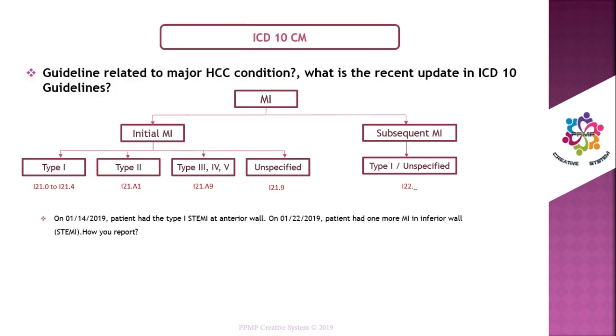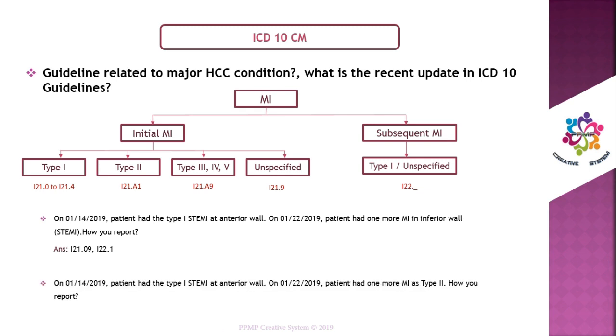Example number 1. On January 14, 2019, the patient had a type 1 STEMI at the anterior wall. On January 22, 2019, the patient had one more MI in the inferior wall, STEMI. How would you report? Guess it, what will be the answer? Yes, correct, the answer is I21.09, I22.1. Because here the subsequent MI and initial MI are the same type and it happens within 4 weeks of the initial MI, we need to report 2 codes. The subsequent code is from the I22 series.